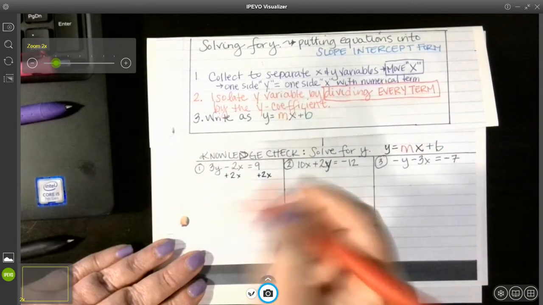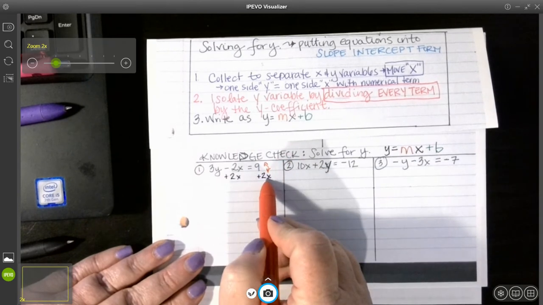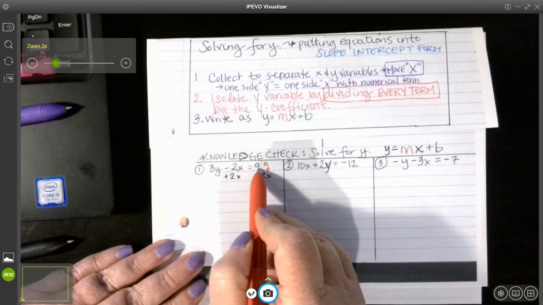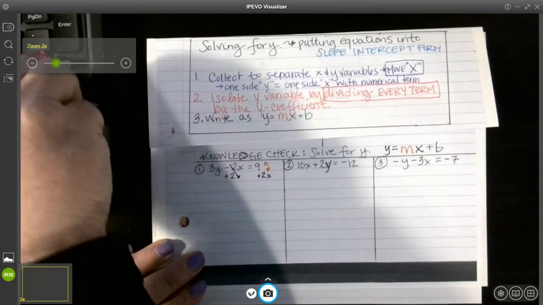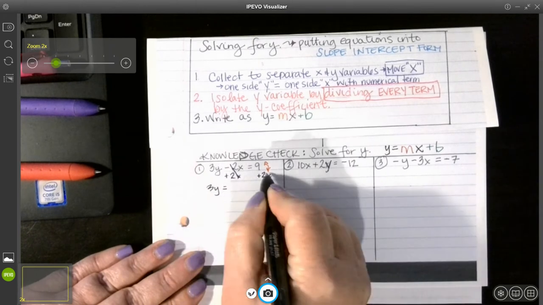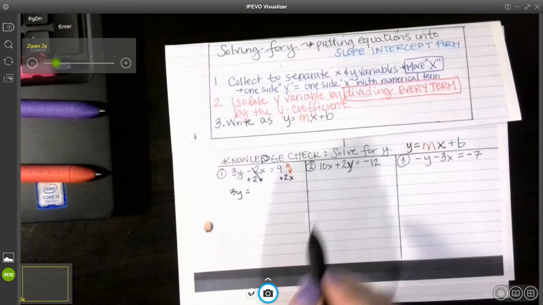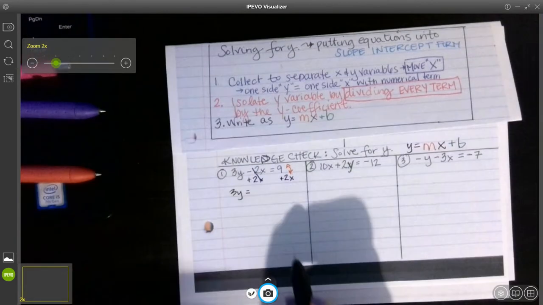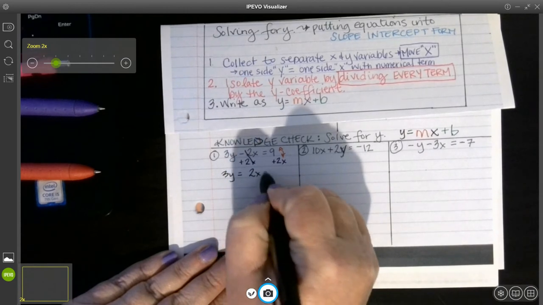You cannot combine these two because this is an algebraic term and that's a numerical term. So these cancel, and now I'm left with 3y equals, I want to write my x term first. So 3y equals 2x plus 9.